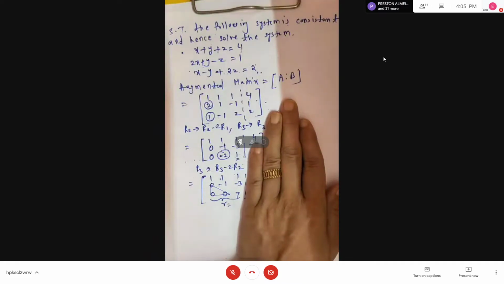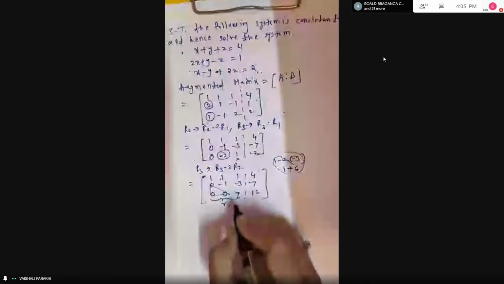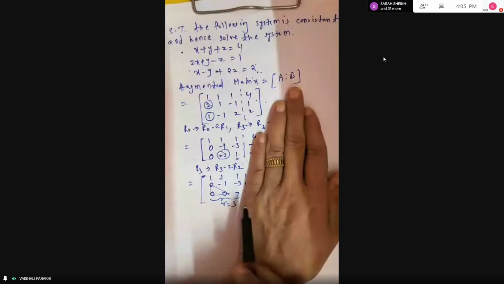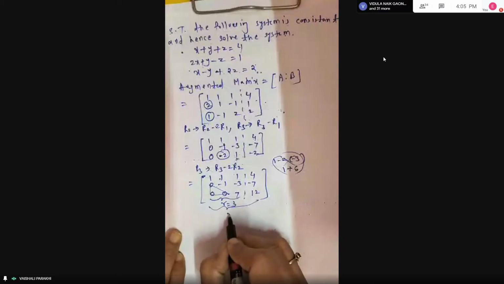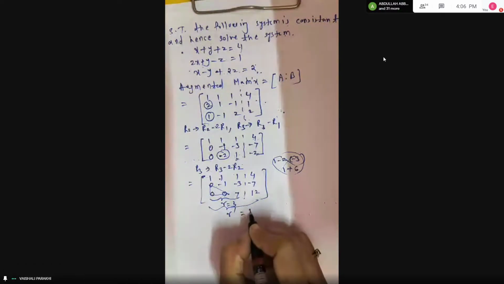Roald, can you tell me what is the rank of this part? 3, ma'am. 3, correct. Because there are 3 non-zero rows. First one is non-zero, second one is non-zero, third one also is non-zero. And what will be R dash? Also 3, correct. Because all 3 rows are non-zero rows. So R is equal to R dash.